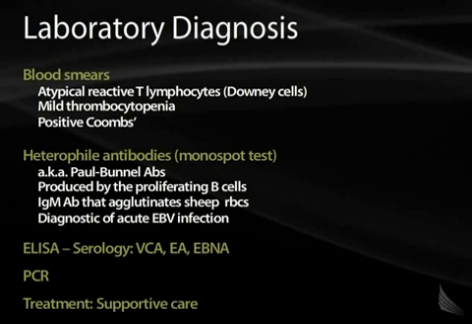Lab diagnosis for EBV includes blood smears, where you'll look for atypical reactive T lymphocytes, which are called Downey cells. You can get a mild thrombocytopenia, and you can get a positive Coombs test. You also look for heterophile antibodies, which is also called the monospot test. You can also call it the Paul-Bunnell antibodies. These are produced by proliferating B cells. It's IgM antibodies that agglutinate sheep red blood cells, and they're diagnostic of acute EBV infection. You can do ELISA serology for the viral capsid antigen, the E antigen, or the EB nuclear antigen. PCR is also helpful. Treatment for mono and most of the EBV symptoms is supportive care.